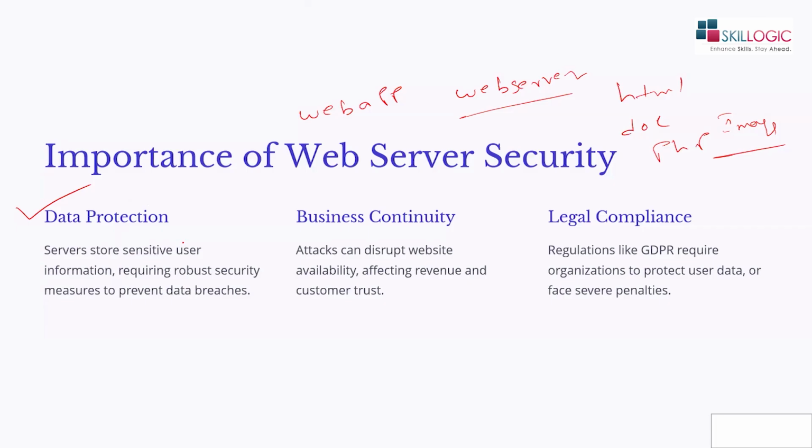The next one, business continuity. Attacks can disrupt the website's availability, affecting revenue and customer trust. For example, if we don't have any load balancers, attackers can exploit a DoS attack vulnerability. They will perform a DDoS attack. What will happen? The web application will go down and business continuity will be damaged. So for that reason, we have to enhance the security of the web servers.